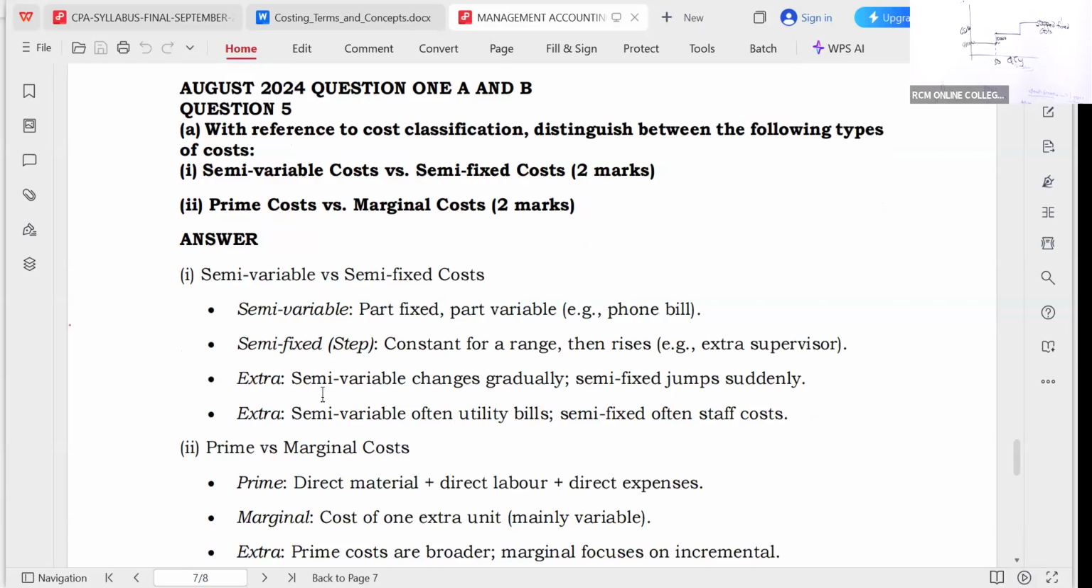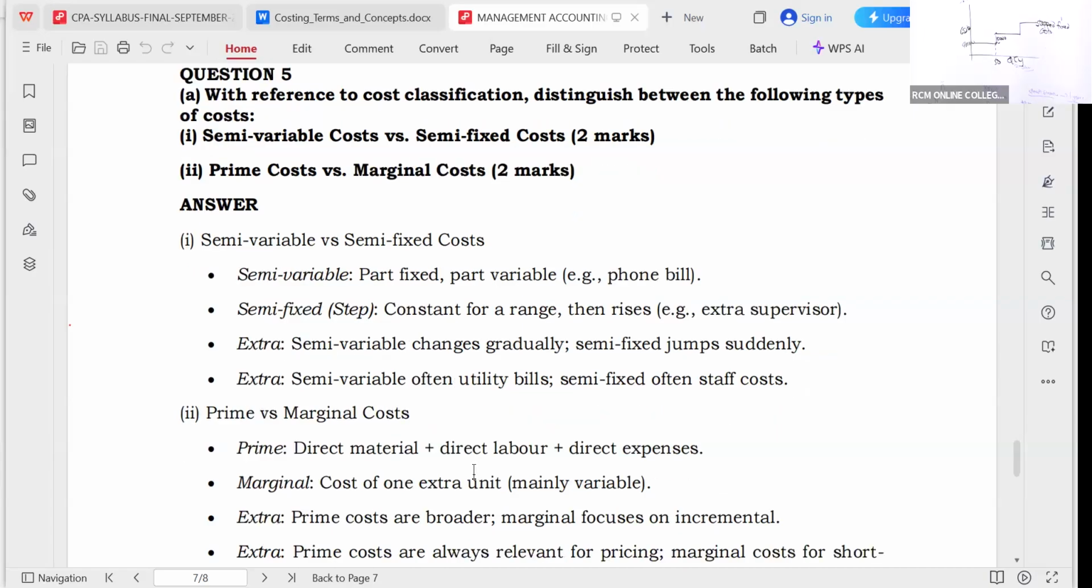Then we have prime versus marginal cost. Prime are primary costs. All direct costs are primary. Those are the ones that are inventoriable. They're the ones that we call product, the ones that will form part and parcel of the inventory. So prime cost, these are direct materials plus direct labor plus any direct expense.